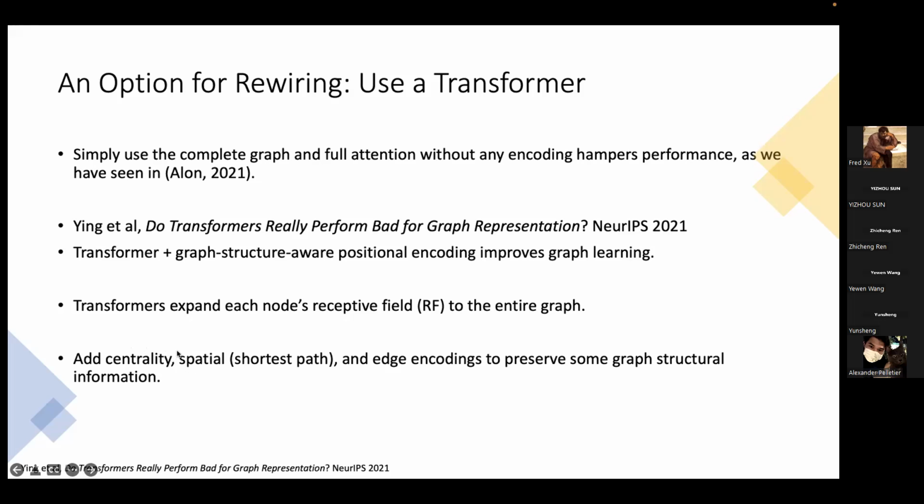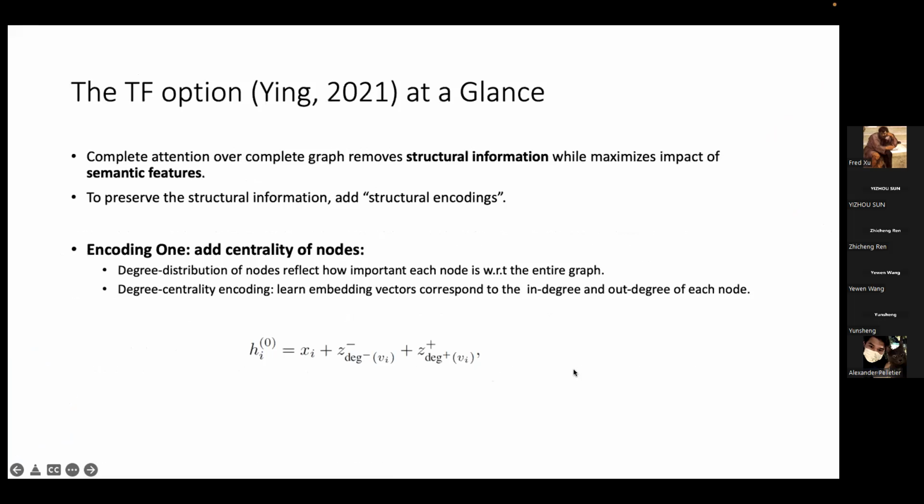And then they use some shortest path aggregation method, which I'm going to talk about later on, and some edge encoding to preserve some graph structure information. So the first thing they would do to try to add some structure information in their transformer is that they add an additional node feature using the information of the in-degree and out-degree number for each node.